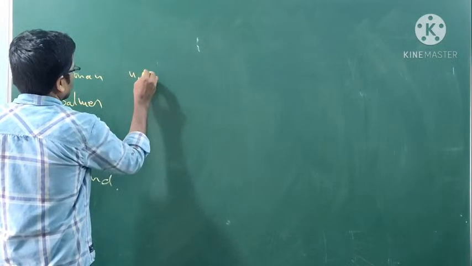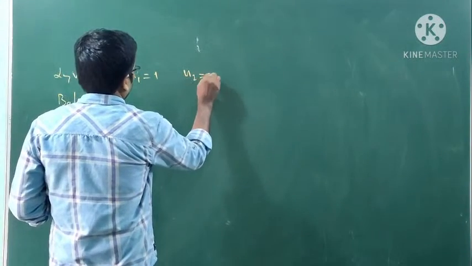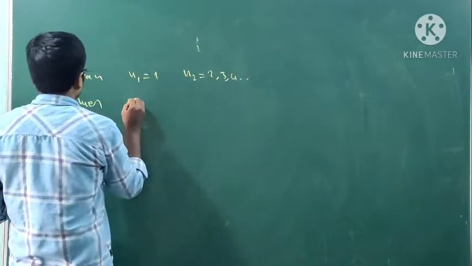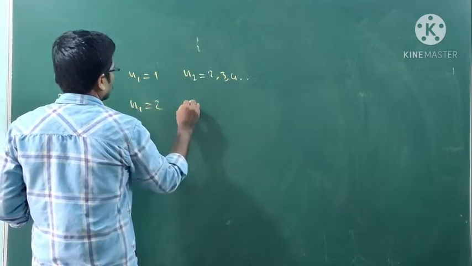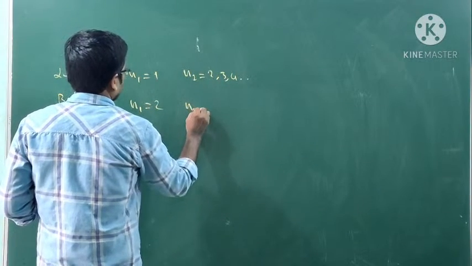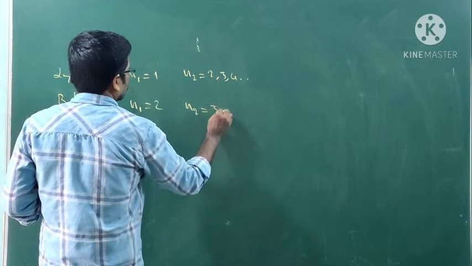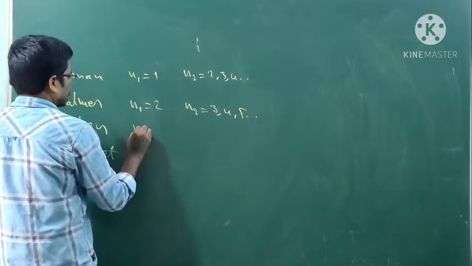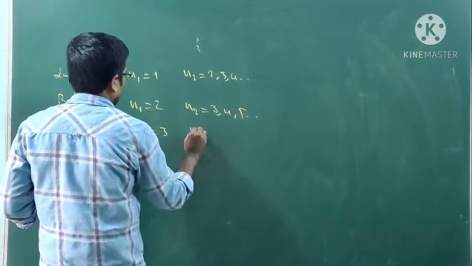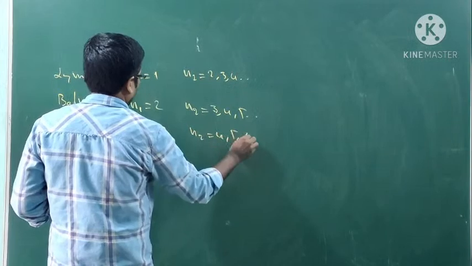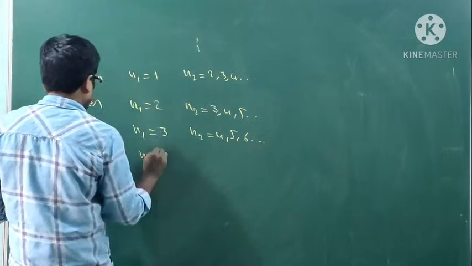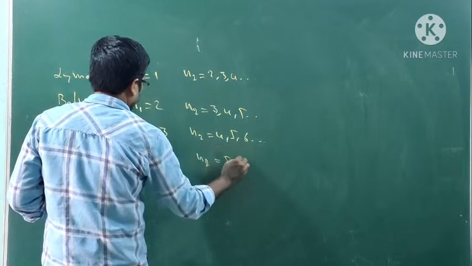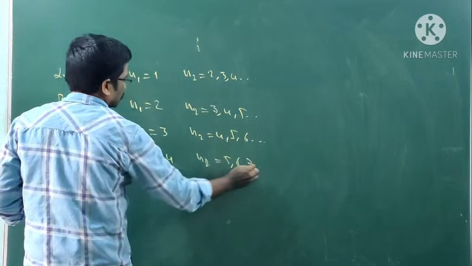Lyman explained starting point n1 equal to 1, n2 equal to 2, 3, 4 and so on. Next, Balmer explained n1 equal to 2, final stage n2 equal to 3, 4, 5 and so on. Next, Paschen explained n1 equal to 3, n2 equal to 4, 5, 6 and so on. Next, Brackett n1 equal to 4, n2 equal to 5, 6, 7 and so on.